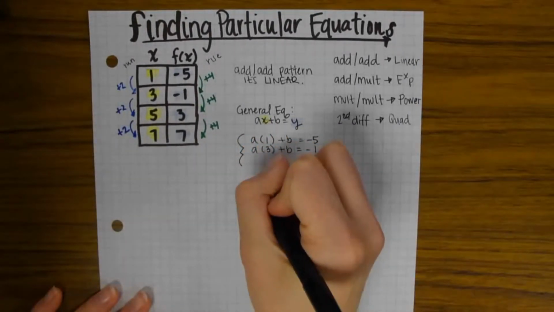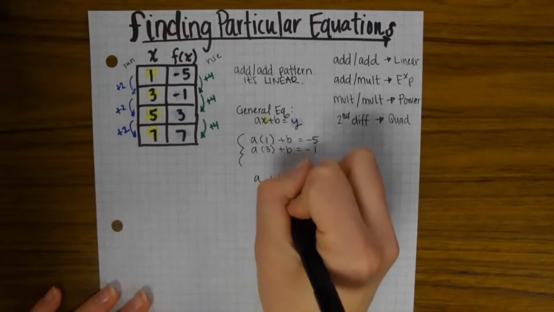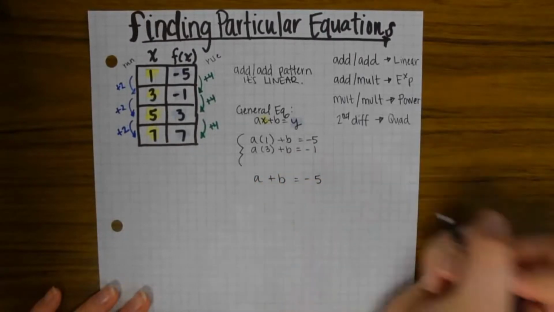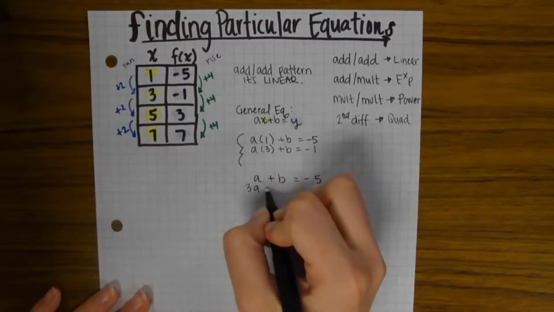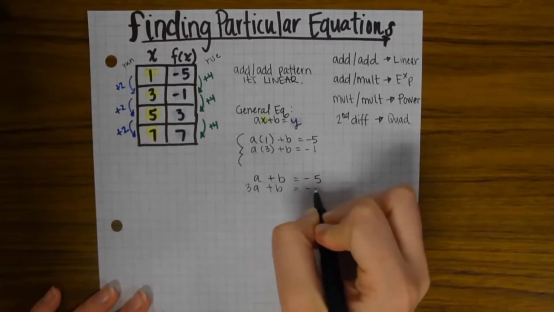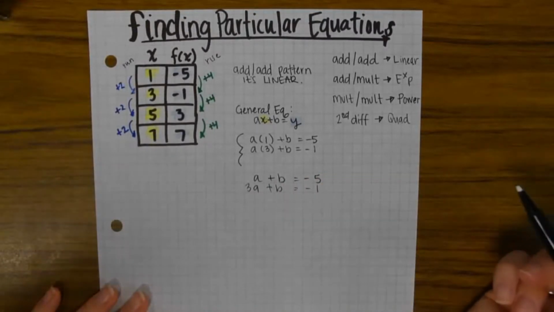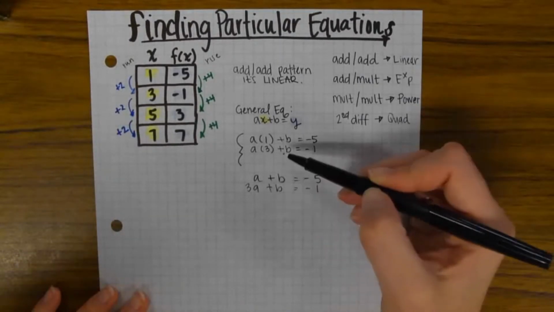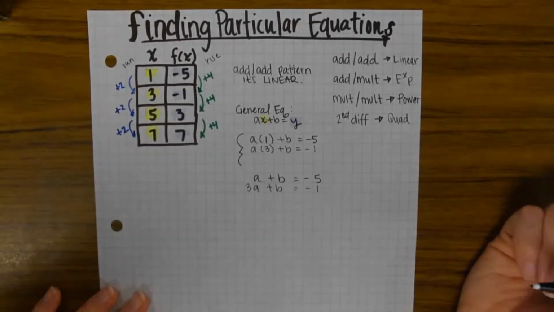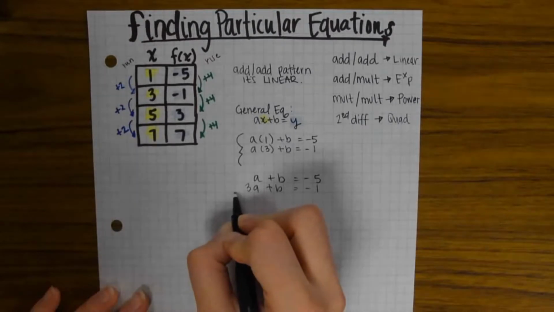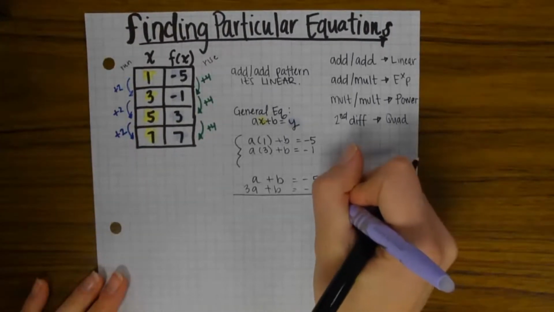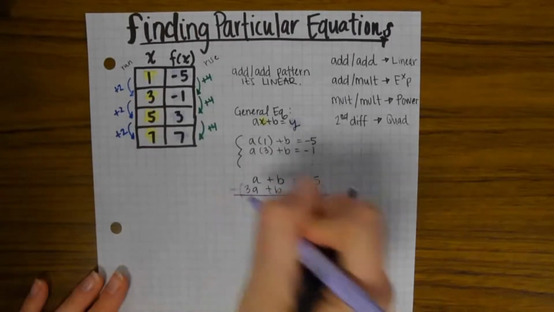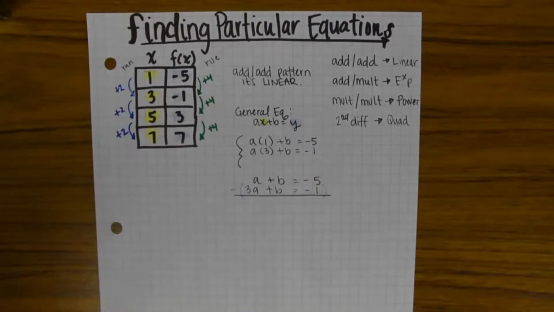A times 1 is just a, plus b equals -5. A times 3 is 3a, plus b equals -1. This is set up nicely for elimination because the a's are lined up and the b's are lined up. So to eliminate, let's just subtract our second equation from our first one. So you're going to take this whole equation and subtract.